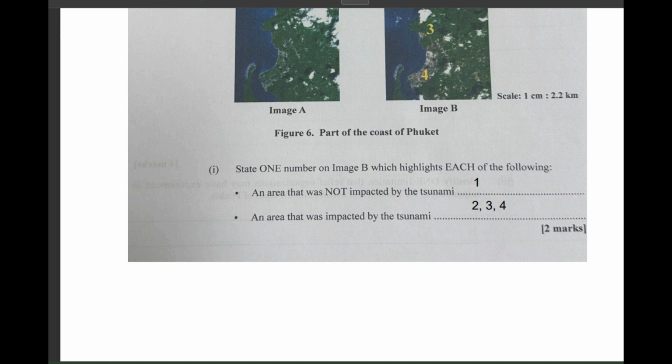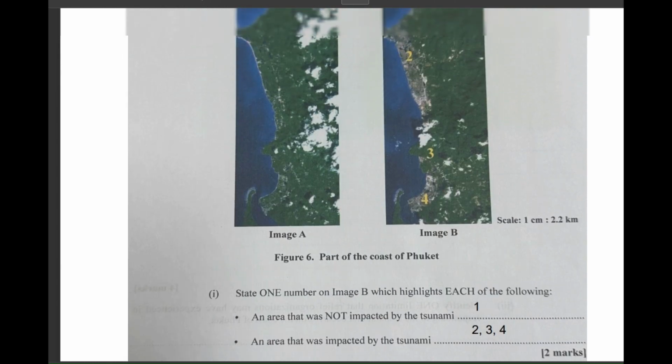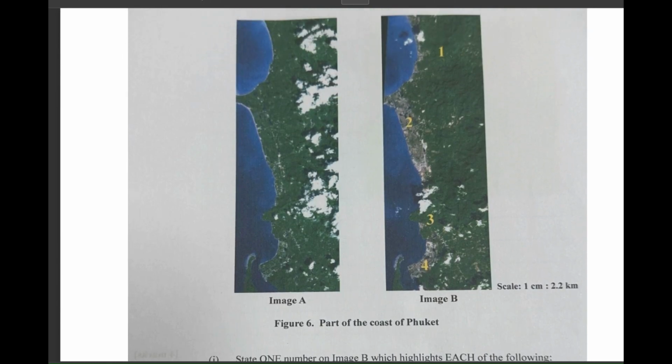Now we're to talk of an area that was impacted by the tsunami. 2, 3, and 4 were impacted by the tsunami. 3 was hardly impacted, but once you give 2 or 4 or 3, then you will get it correctly. But 3 was least affected for this question. So 2 and 4 would be a better answer.